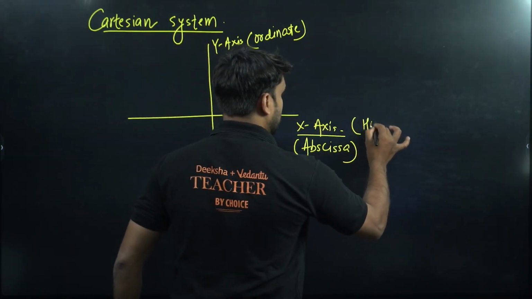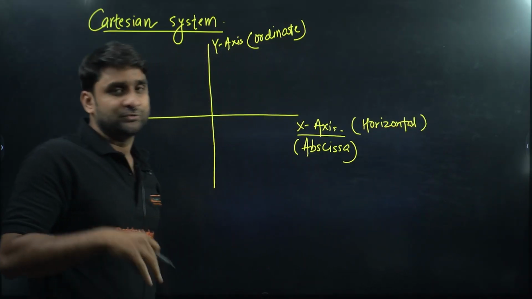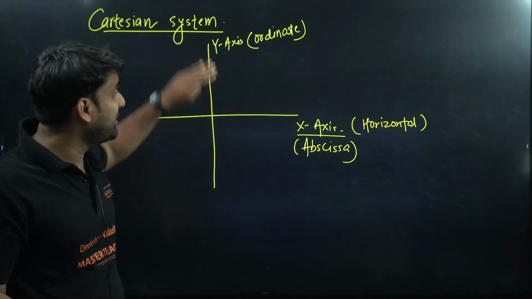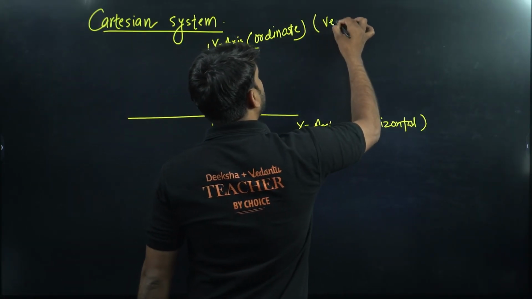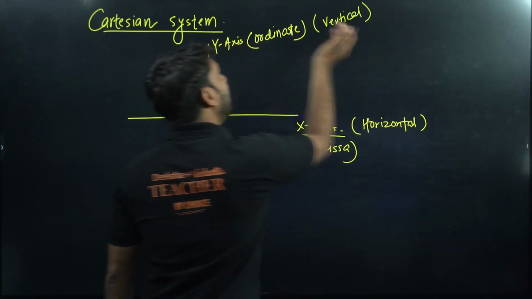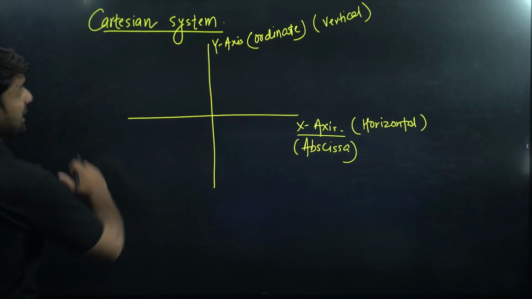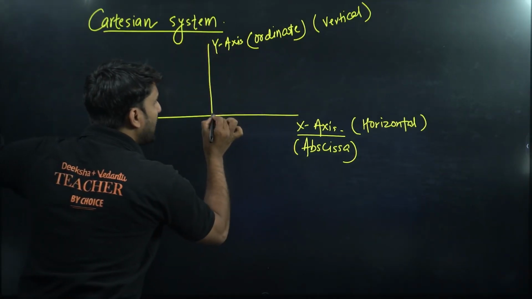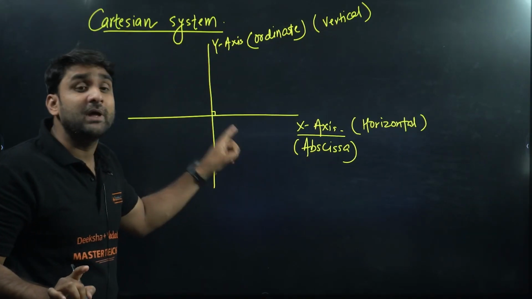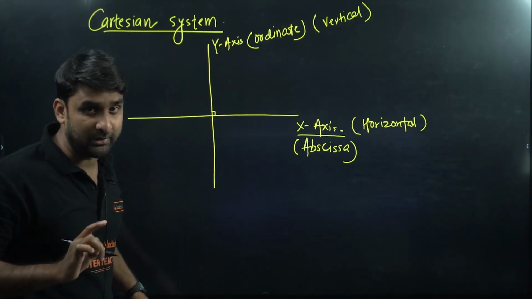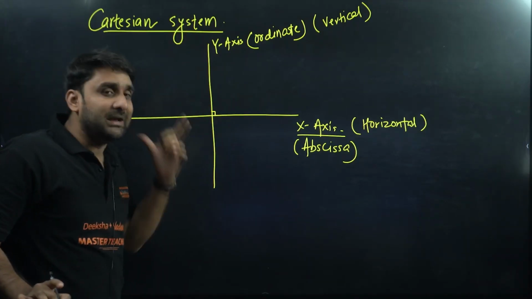If anyone asks you to define the x-axis, you can reply: in the Cartesian plane, the horizontal line is called the x-axis and the vertical line is called the y-axis, which is also known as ordinate in Cartesian language. Both lines are always mutually perpendicular to each other. Please make sure of this. It means the horizontal and vertical lines lie at 90 degrees, right?